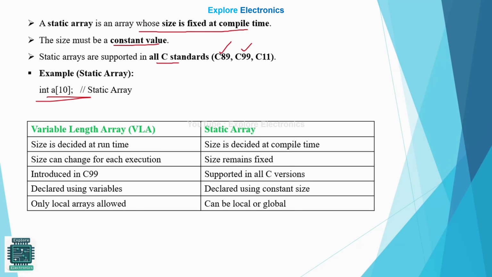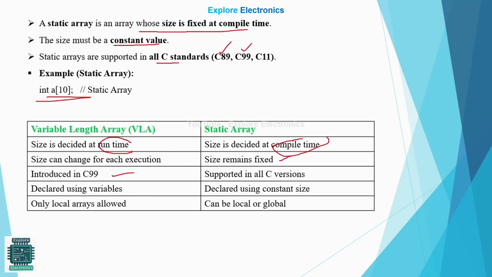Here is an example for static array. Now how is a variable length array different from a static array? I have tabulated it in my table. Here, size is decided at runtime, but here at compile time. And here the size can change, but it is fixed. And it is introduced in C99. The new feature was added, right?